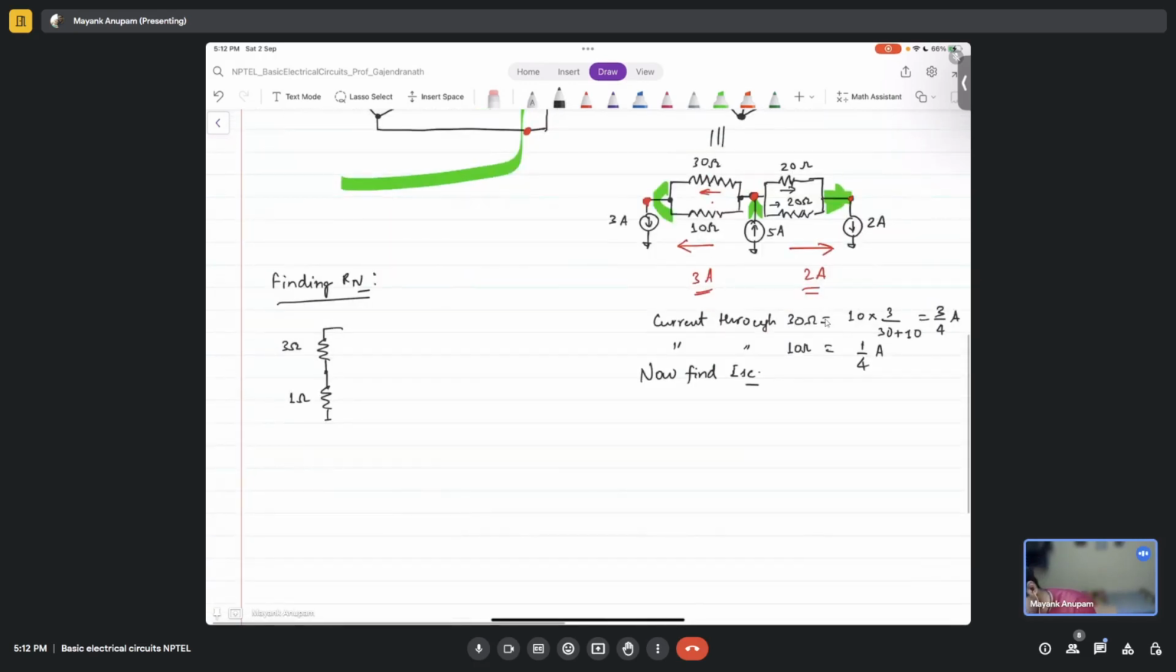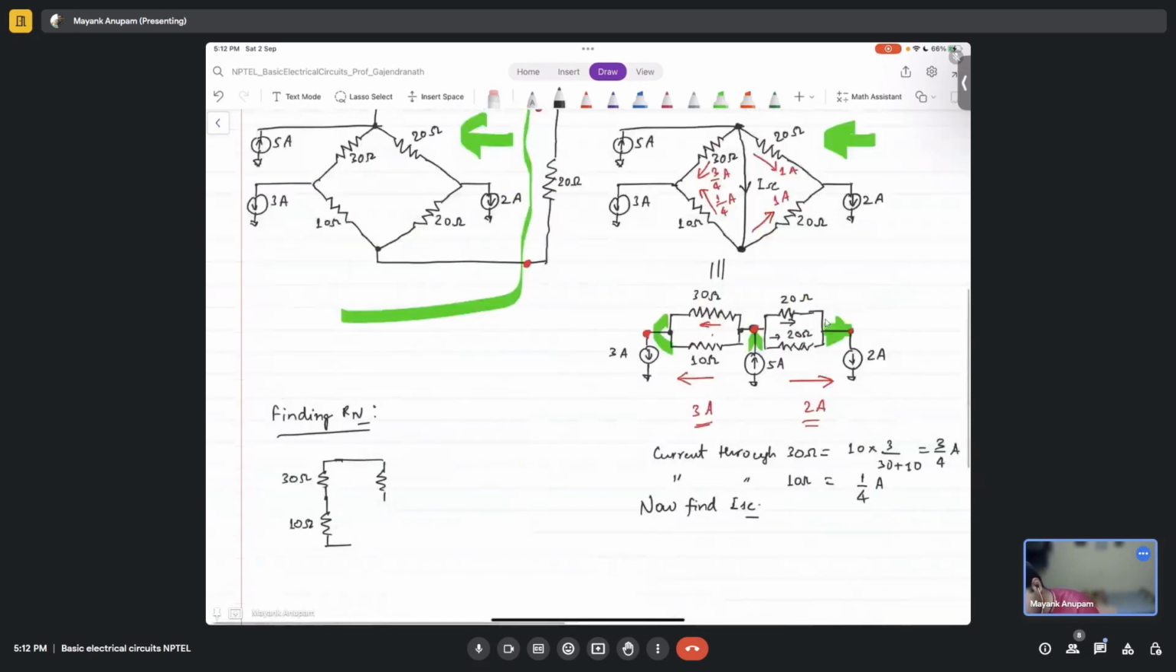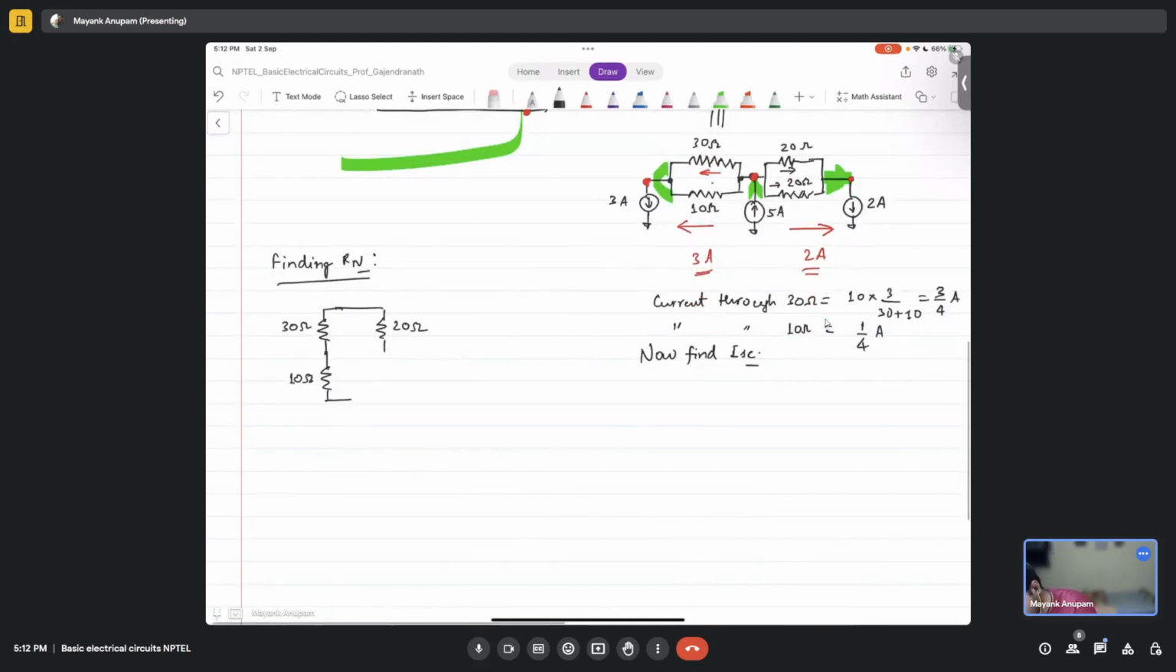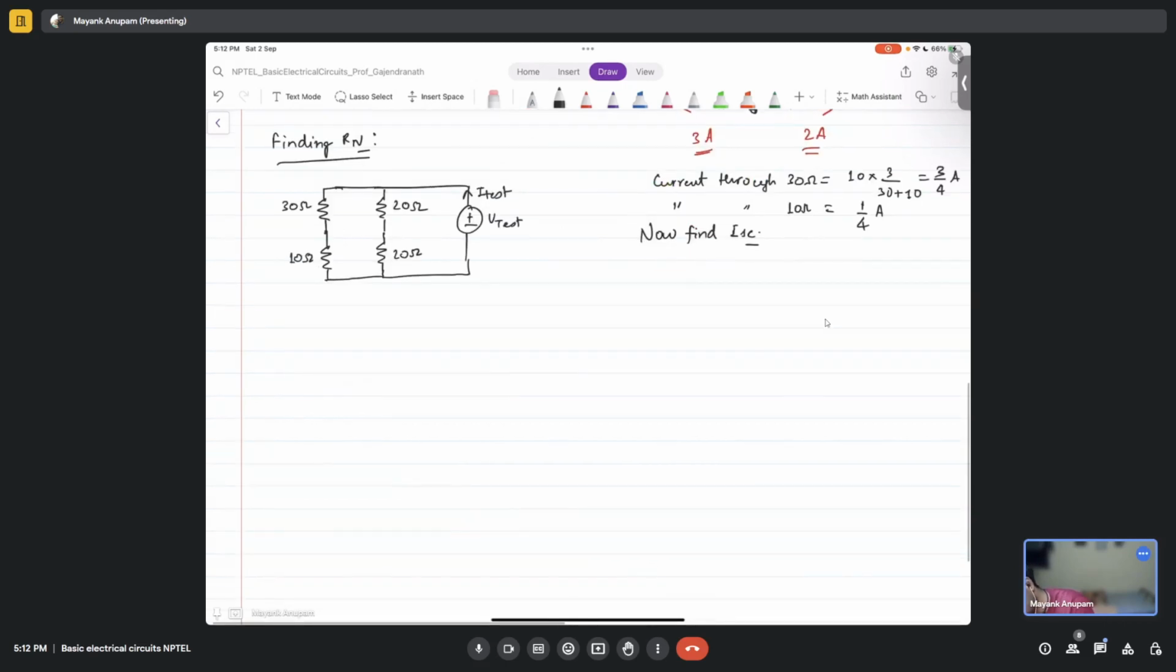Sorry, 30 and 10, right? So this is 30 ohms. This is 10 ohms. Also you have 20 ohms and 20 ohms, and then you have to apply V test here and find out what is I test. Then you have to find V test upon I test, right? So that is Rn, correct?